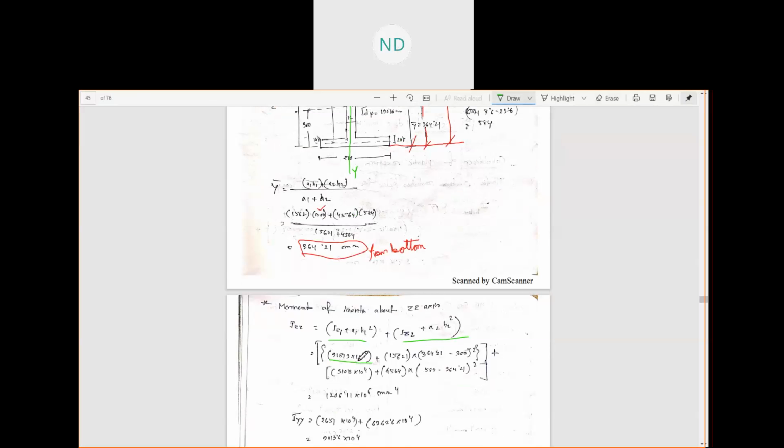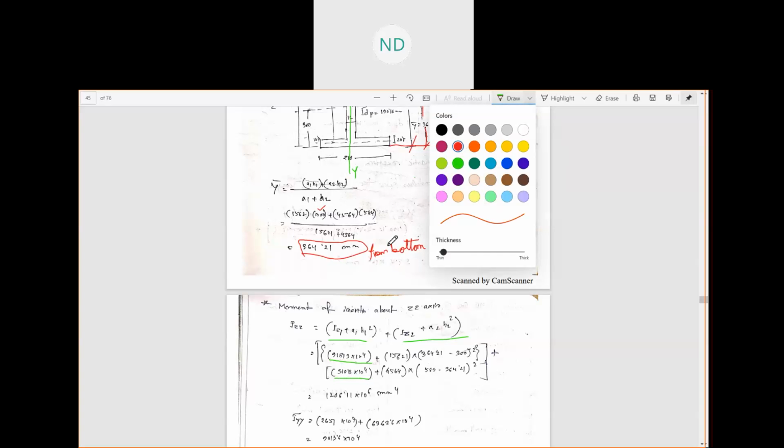Now for the second portion, the channel section, the moment of inertia about the Z axis is IZZ plus A2 H2 square. And what is your IZZ here? It is 310.8 into 10 to the power 4, which you see here in the properties of the channel section, where IYY is 310.8 into 10 to the power 4.